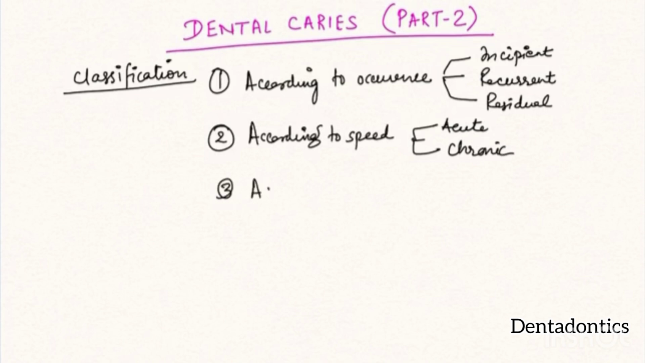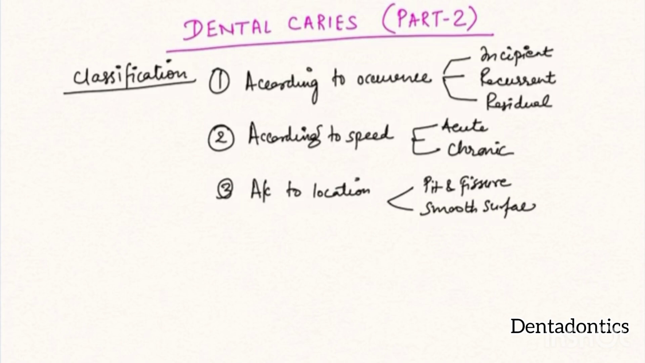Then according to speed, it can be acute, which is for a short duration of time, and chronic caries, which is for a longer duration of time. Then according to location, it can involve the pit and fissure of the tooth. If it involves the smooth surface, then it is smooth surface caries, and if it involves the root, then it is root caries.